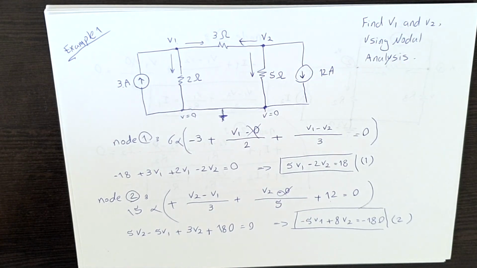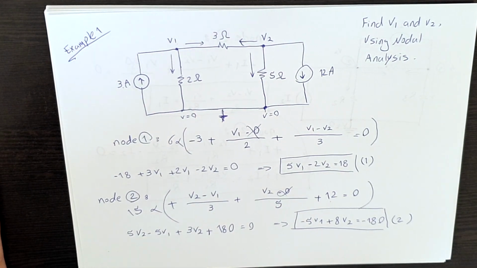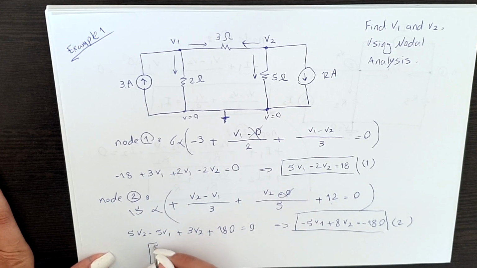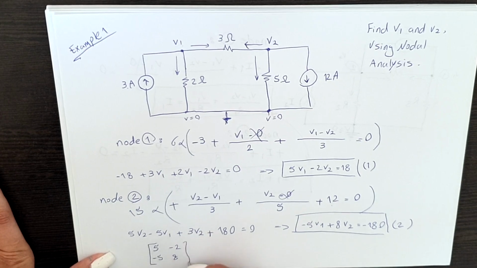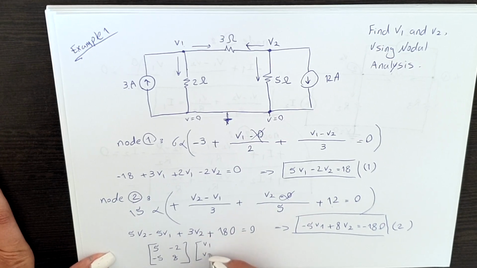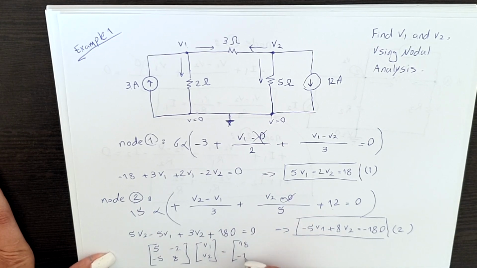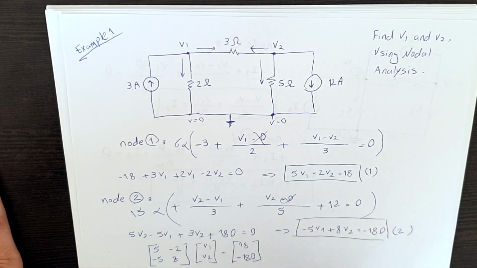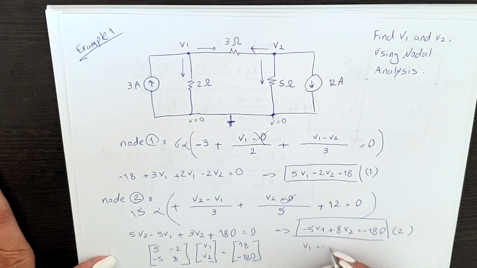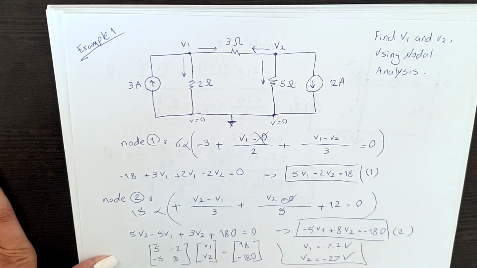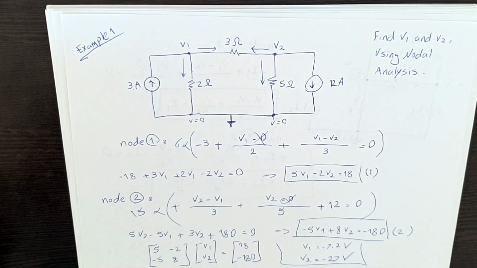How do we solve these two? I'm sure you guys are familiar with matrices. Our matrix is 5, minus 2, minus 5, 8. Then we have V1, V2 equal to 18, minus 180. And then we use our calculators to find that V1 is 7.2 volts and V2 is 27 volts. And we're done. Easy as that.